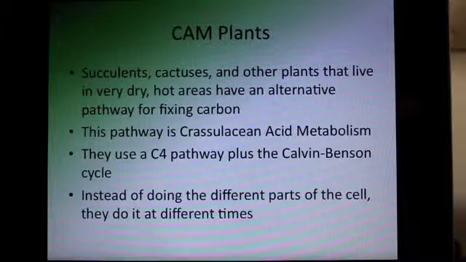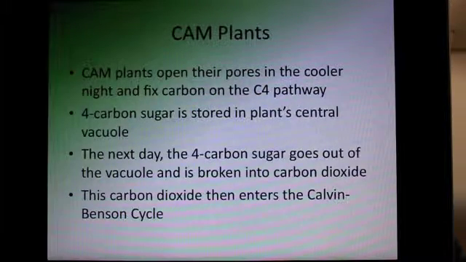What you would see in the desert is a CAM plant. Succulents like jade plants and sedums and that sort of thing, and other plants that live in very dry, hot areas have an alternative way to fix carbon. This pathway is called the crassulacean acid metabolism, or CAM, C-A-M. They use the C4 pathway, like in C4 plants like corn, plus the Calvin-Benson cycle. But instead of doing it in different parts of the cell, they do it at different times of the day.